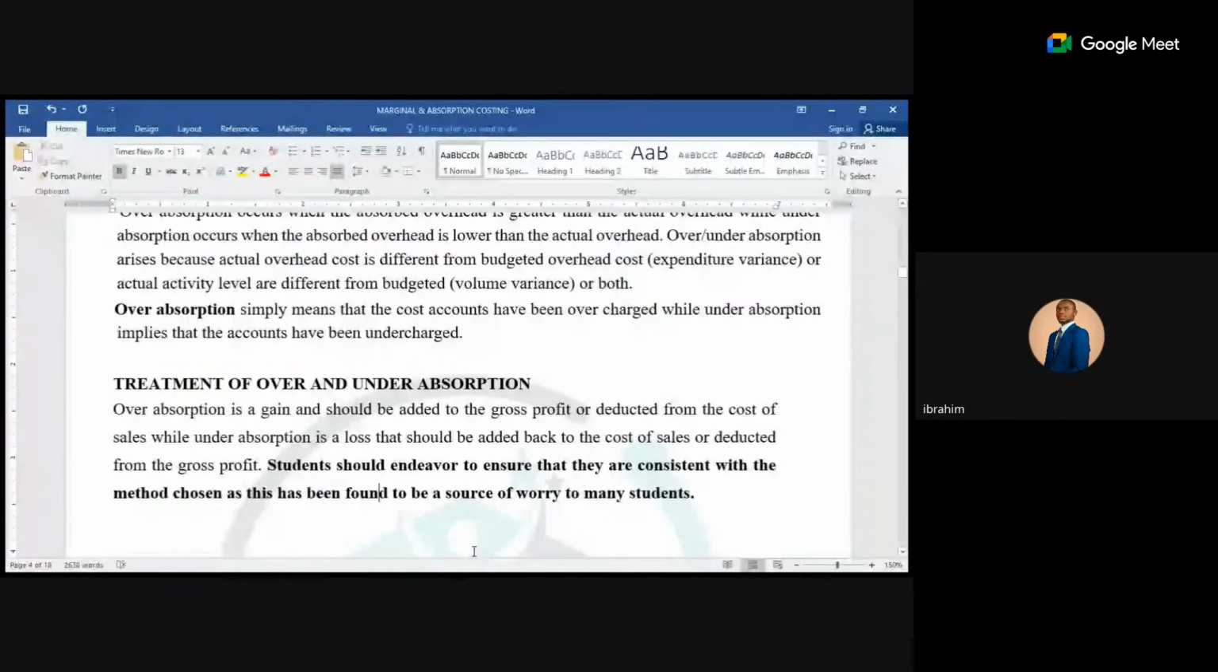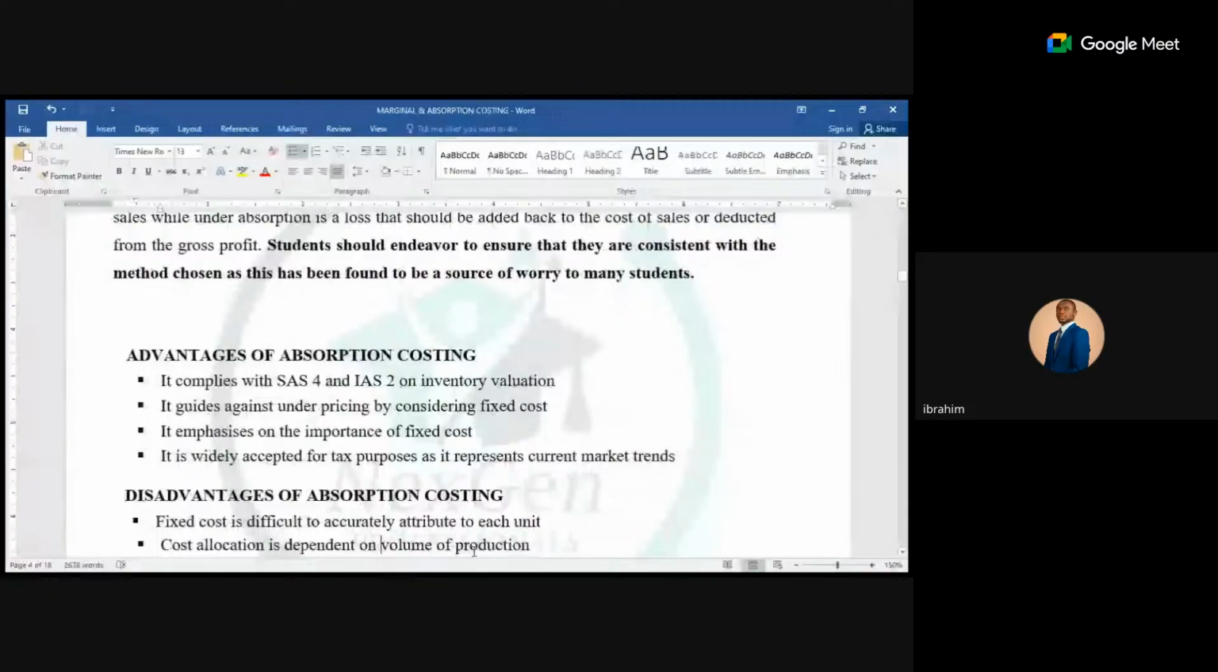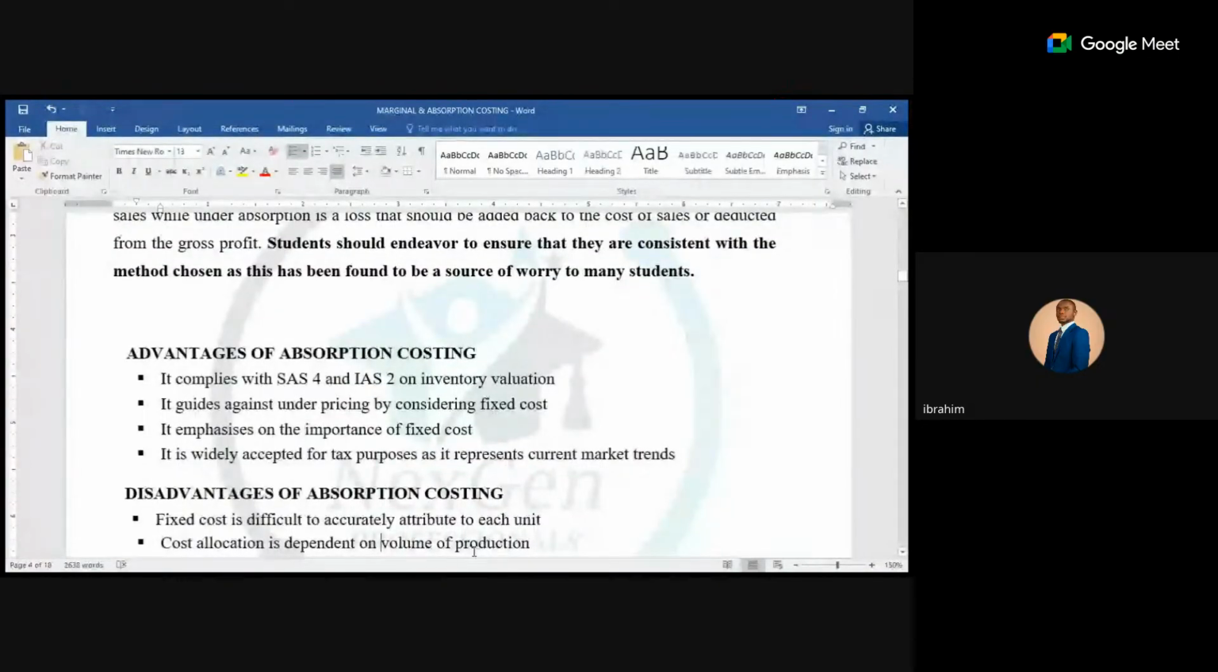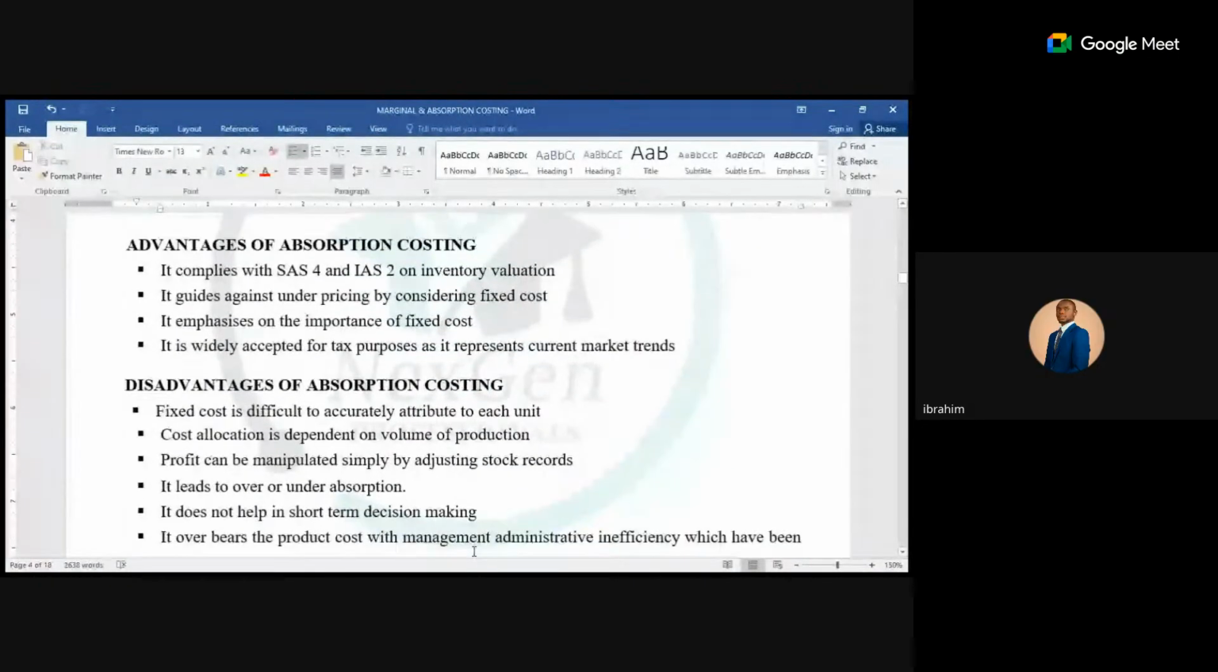Loss, which will be what? Deducted, which will be added to the what? To the expenses. We'll get there. Now, we have the advantages of absorption costing and disadvantages of absorption costing, right?